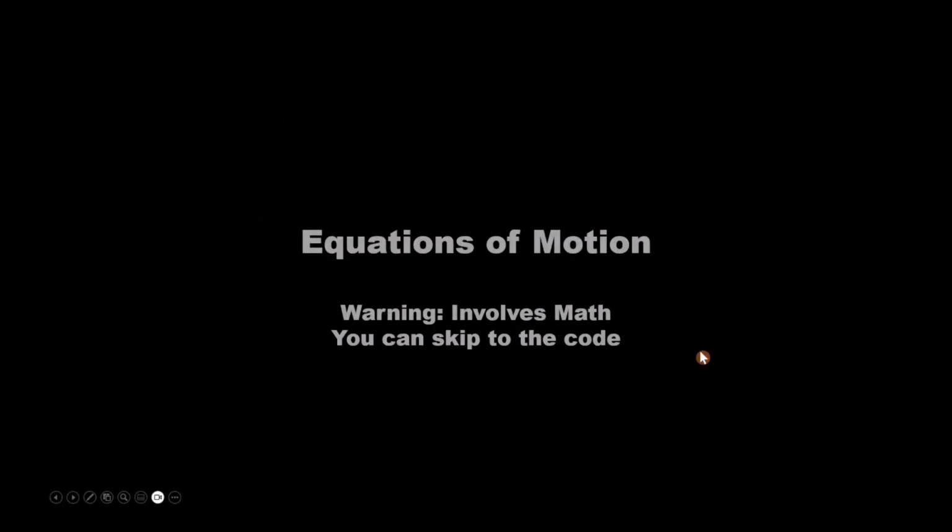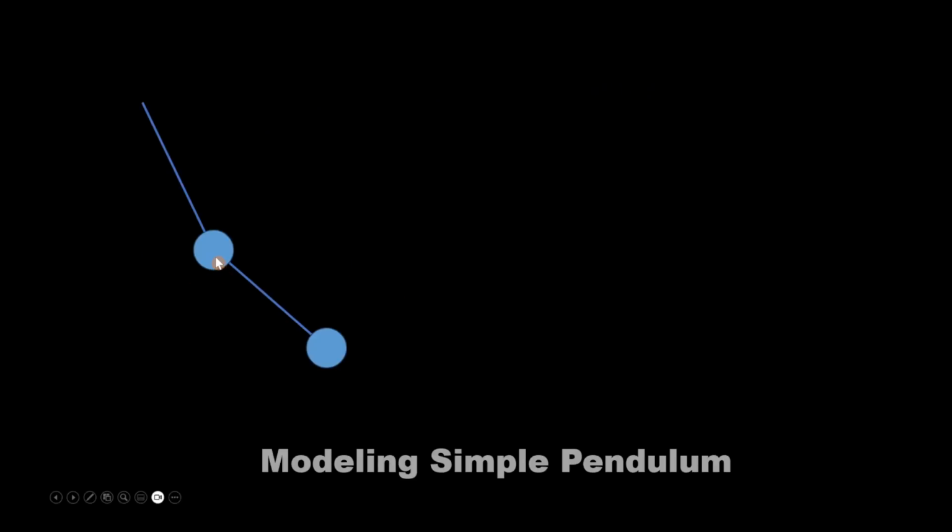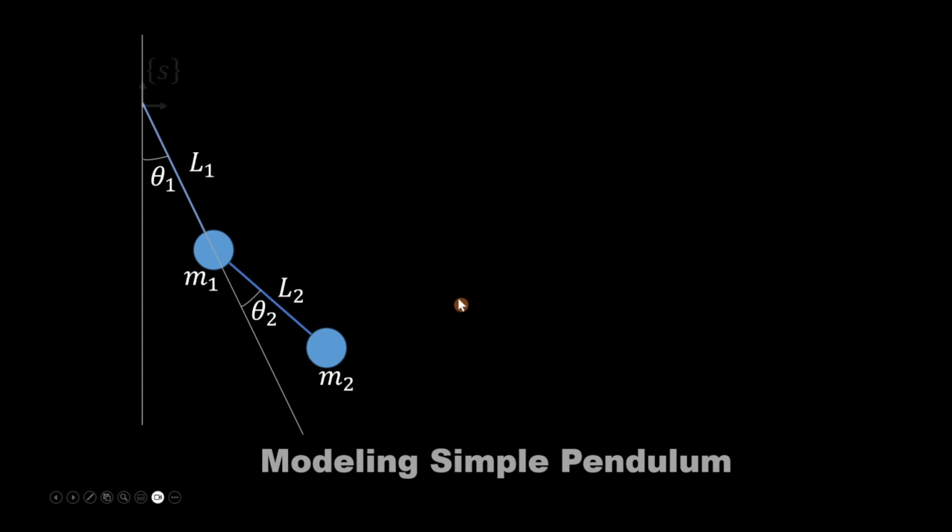Let's get started by modeling the equations of motion for the simple pendulum. We see that for the simple pendulum we have masses m1 and m2, and they're connected by rigid rods L1 and L2, and they'll be pivoting about this point right here. We'll define theta 1 as the angle from the vertical axis, and theta 2 is going to be defined relative to L1. We'll define our world coordinate frame to be from this pivot point, with the x going to the right and y going up.